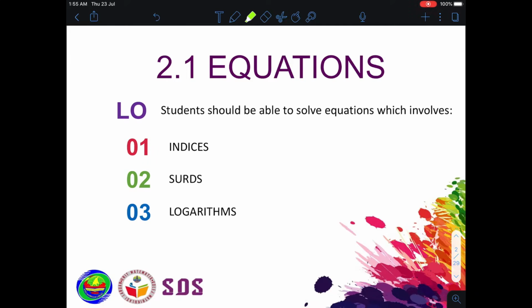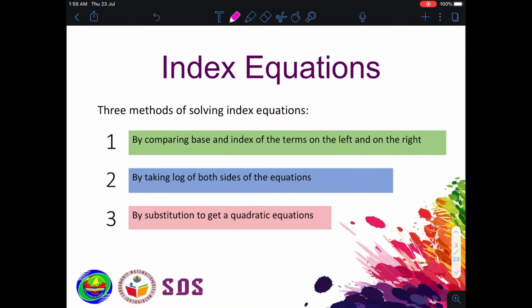So the learning objective is students should be able to solve equations that involve, the first one, solving the indices, or I call it solving the index equations. That will be our first part. The second part, we will be solving surd equations, and the third part, we will be solving the logarithm equations. So let's see the first part, which is the indices. Okay, now indices or index equations.